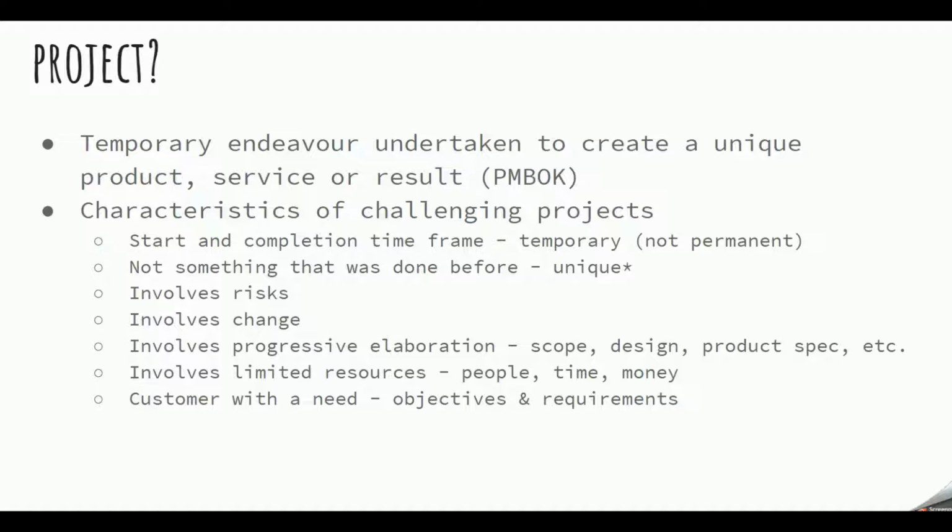It certainly involves risks and change management, and involves progressive elaboration, which includes the scope, design, product specification, etc. So it has to be an iterative approach instead of just a one-time build or one-time scope. It also involves limited resources, which include people, time, and money. And you have to have a specific customer with a need, and therefore you need to have objectives and business requirements for this particular project.